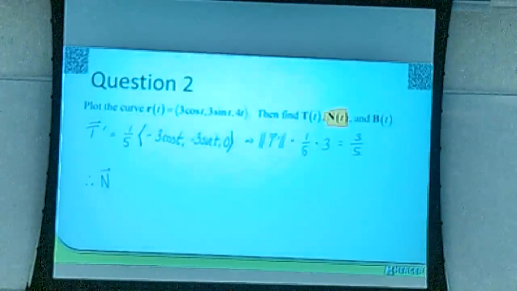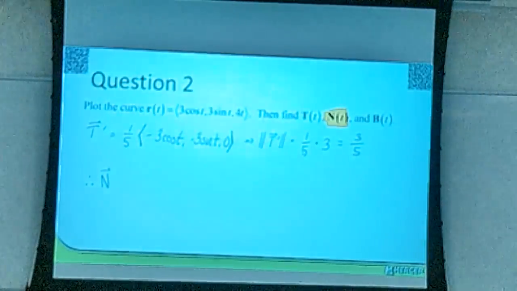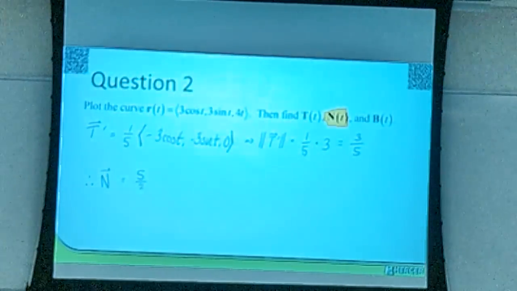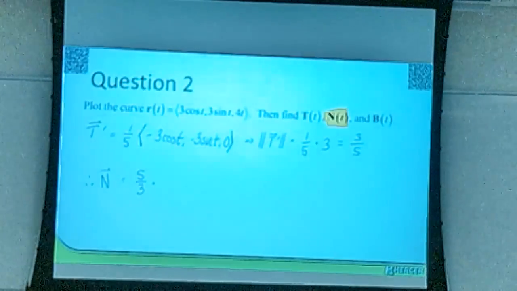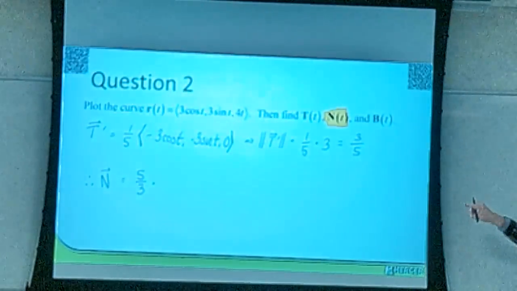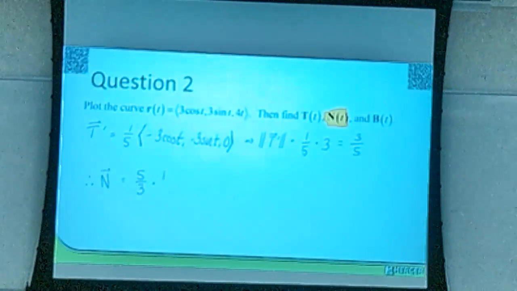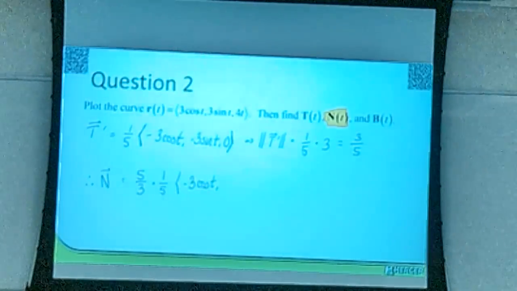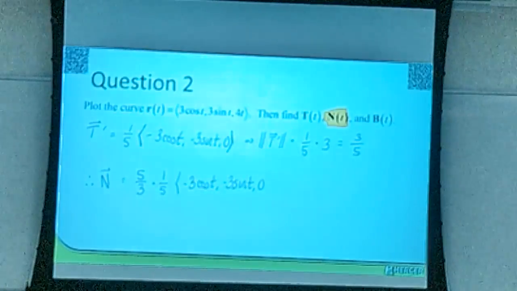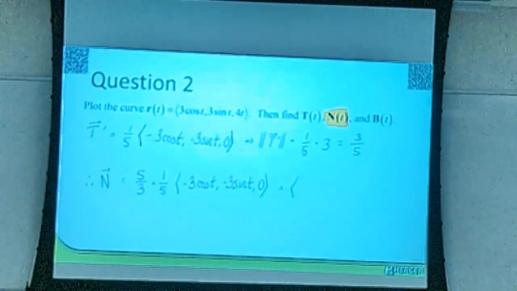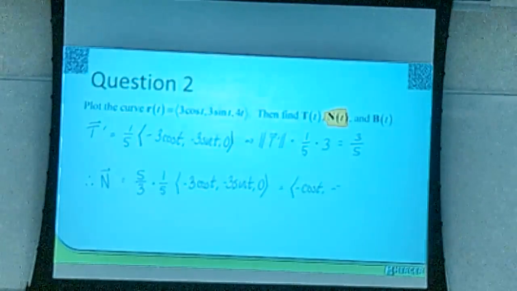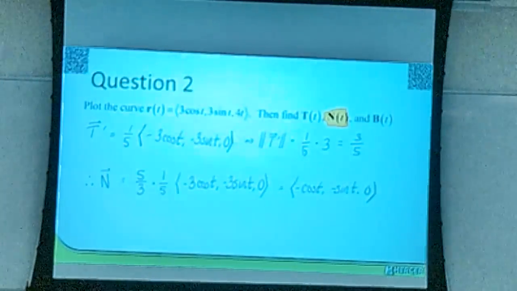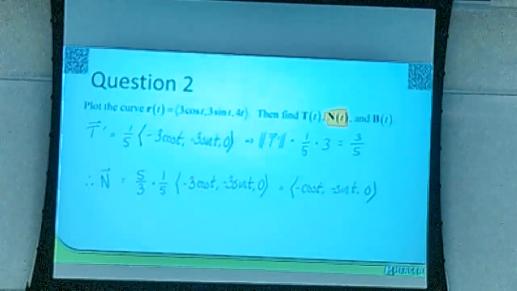Normal vector. One over the magnitude of T prime times T prime. Negative cosine t, negative sine t, 0, right?